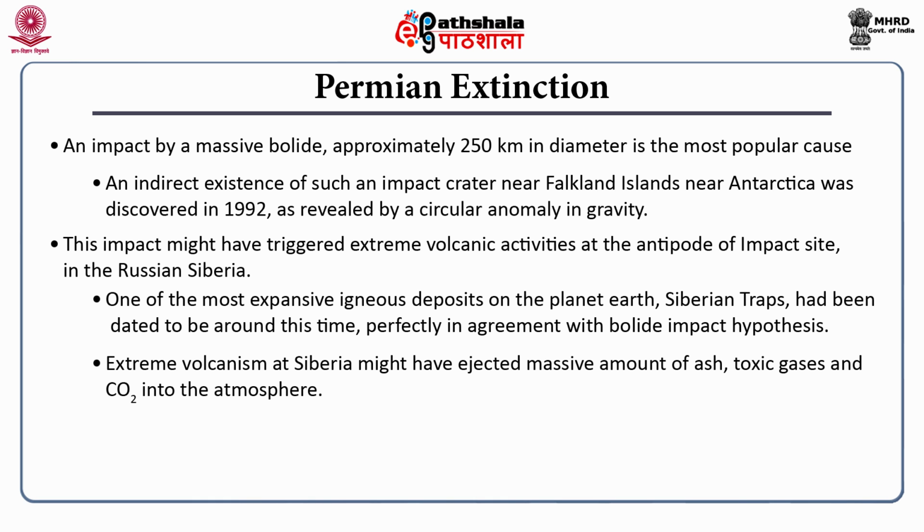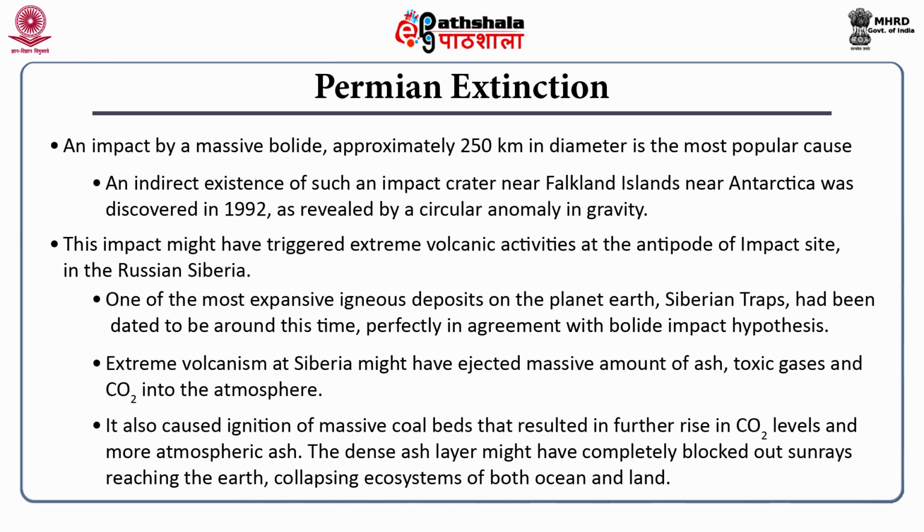So, extreme volcanism in Siberia might have ejected massive amounts of ash, toxic gas and carbon dioxide into the atmosphere that might have formed a kind of layer that blocked the sun's rays from coming inside. So, it might have triggered a nuclear summer, and subsequently the entire Earth might have glaciated. All these are a chain of events that might have been triggered by the initial bolide impact. It also caused the ignition of massive coal beds that resulted in a further rise in oxygen levels and more atmospheric ash. The dense ash layer might have completely blocked the rays reaching the Earth, collapsing the ecosystems of both ocean and land.